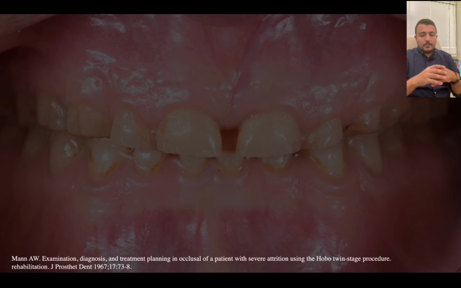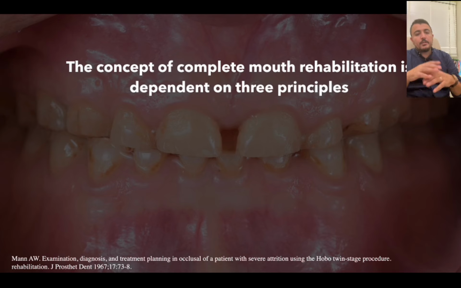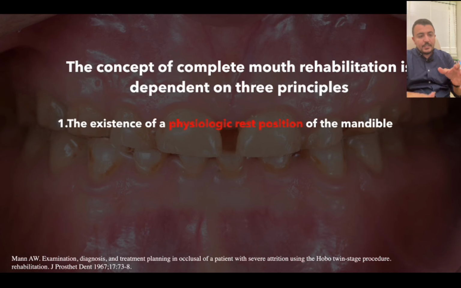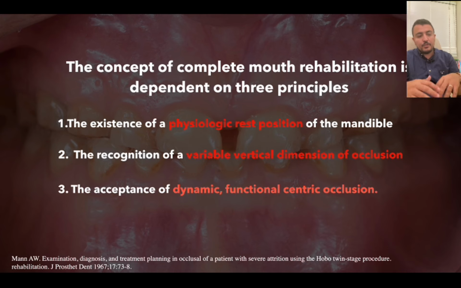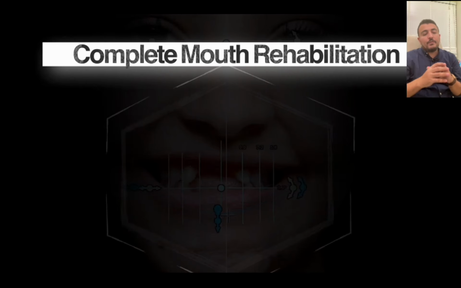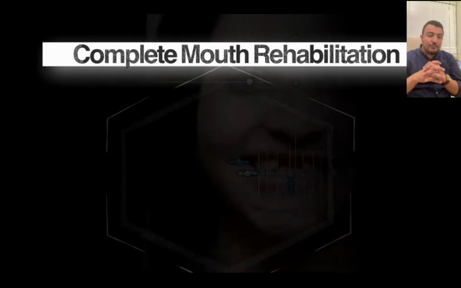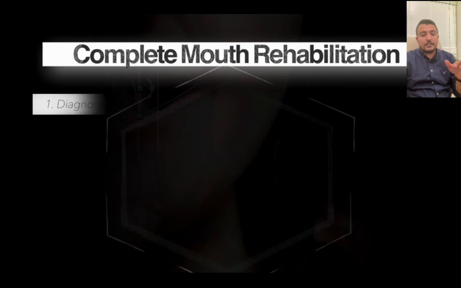So the concept of complete mouth rehabilitation depends on three main principles. The first one is the existence of a physiologic rest position to be able to record the ideal vertical dimension of occlusion, which is the difference between the vertical dimension of occlusion and the vertical dimension at rest, and then to restore and to duplicate even the dynamic and functional patient occlusion, and also to restore the centric relation or even the centric occlusion.